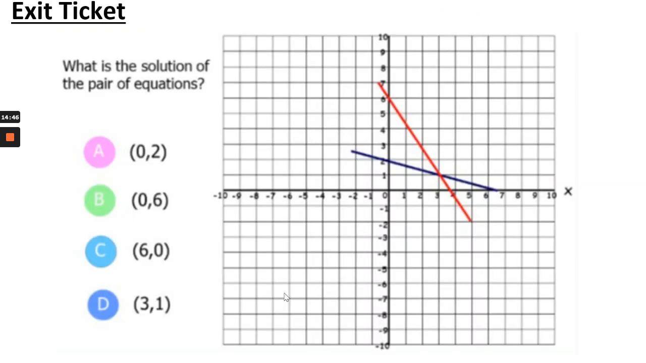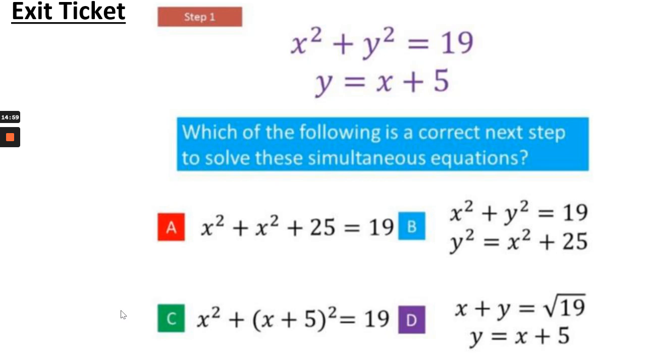Okay, exit tickets to finish. Okay, so you should be fairly happy with this. So what is the solution? Well, the solution is where the two lines cross, so it's going to be the coordinate 3, 1.